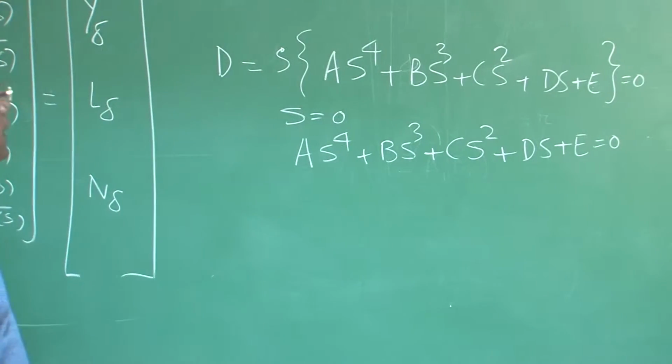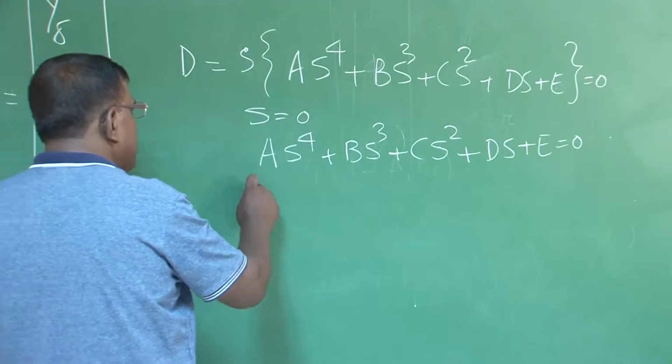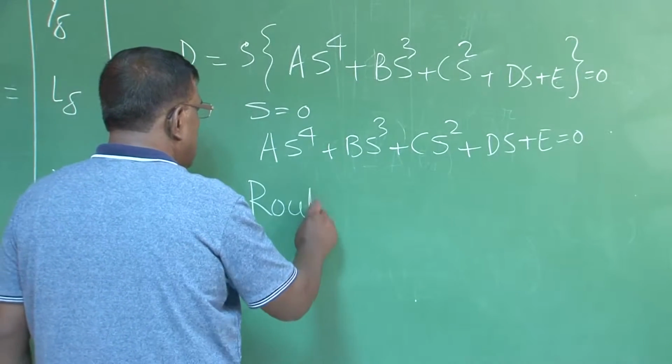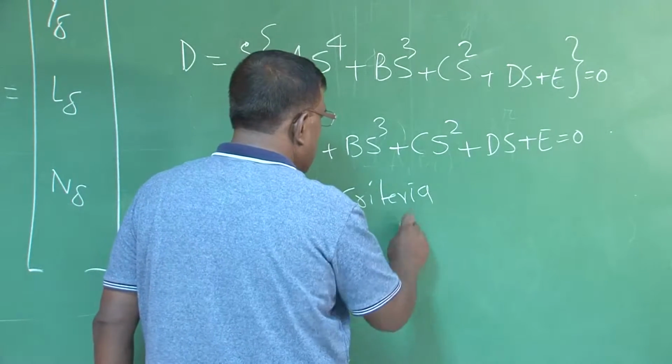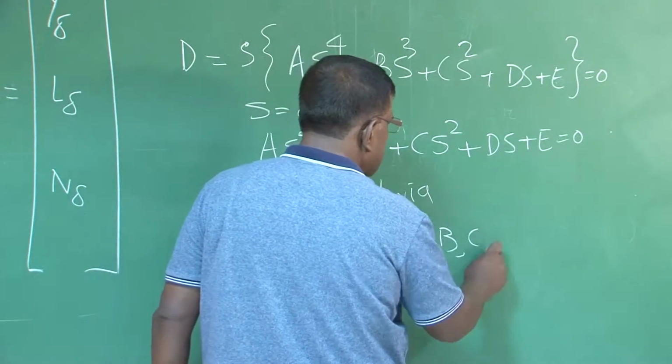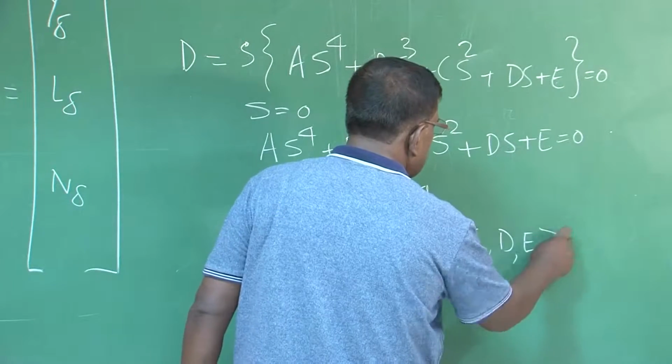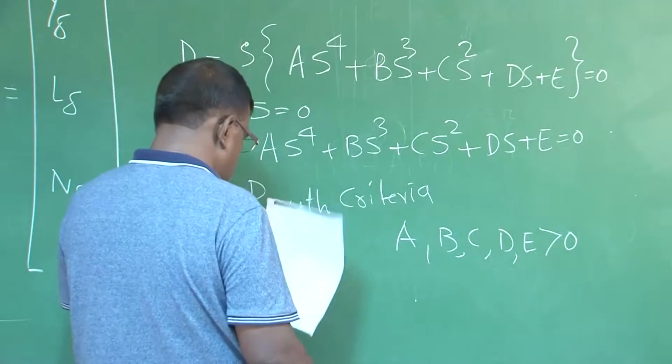Now, from this again, we have to apply the Routh criteria, and you know for the Routh criteria, A, B, C, D, E greater than 0 has to be satisfied.